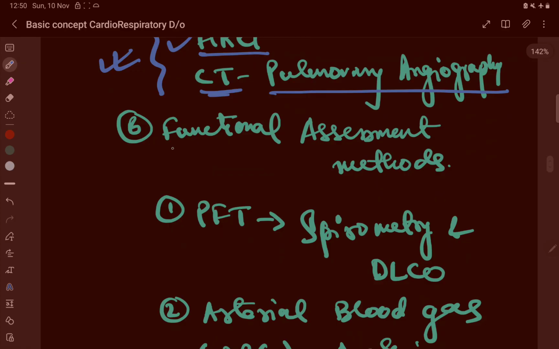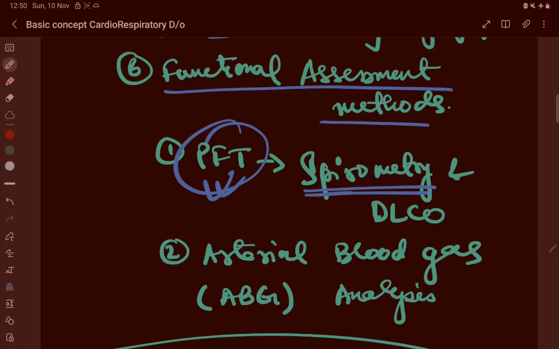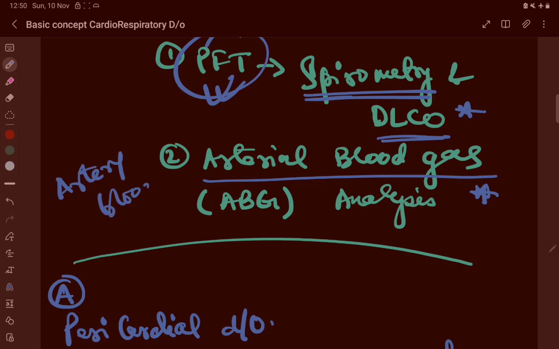In functional assessment methods, we do the pulmonary function test, where we do spirometry or DLCO readings. We'll discuss what DLCO and spirometry are. We'll do the arterial blood gas analysis. This is the first thing which we do from the arterial blood. It is very important. In every ICU, morning and evening, we do the ABG.